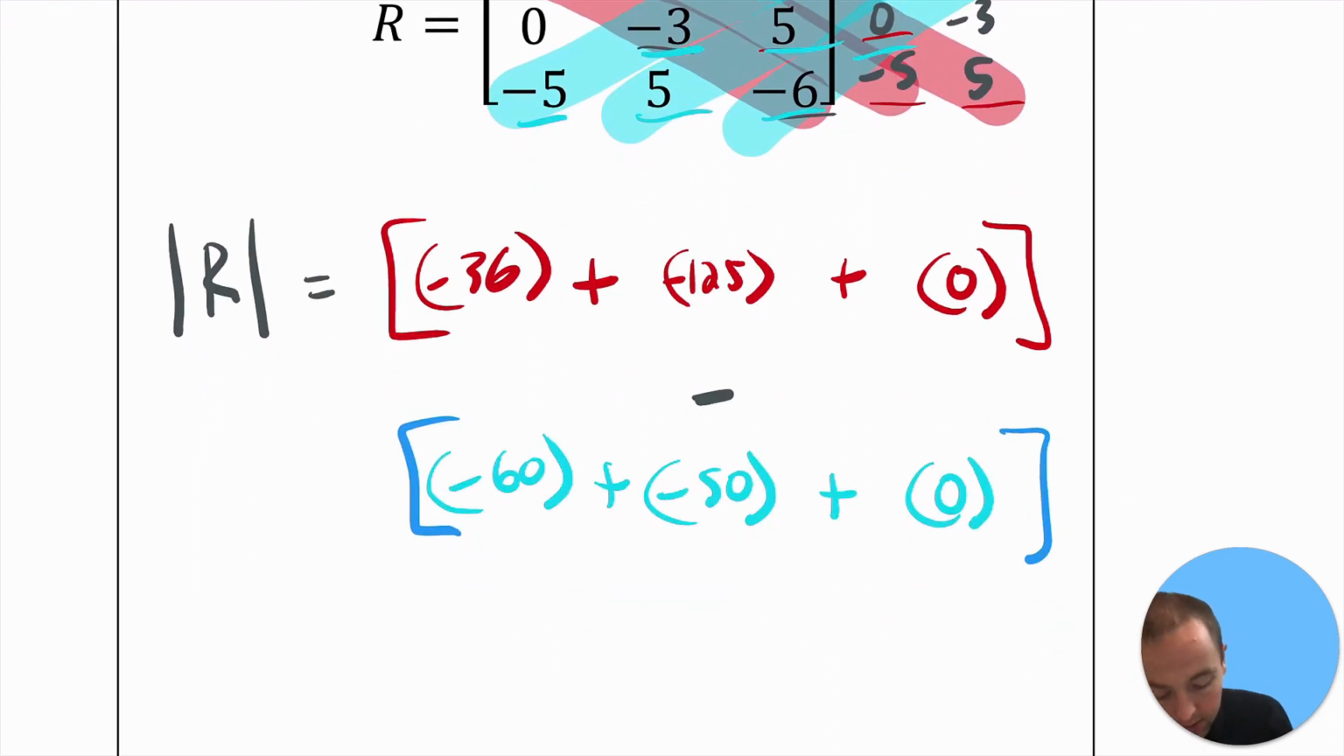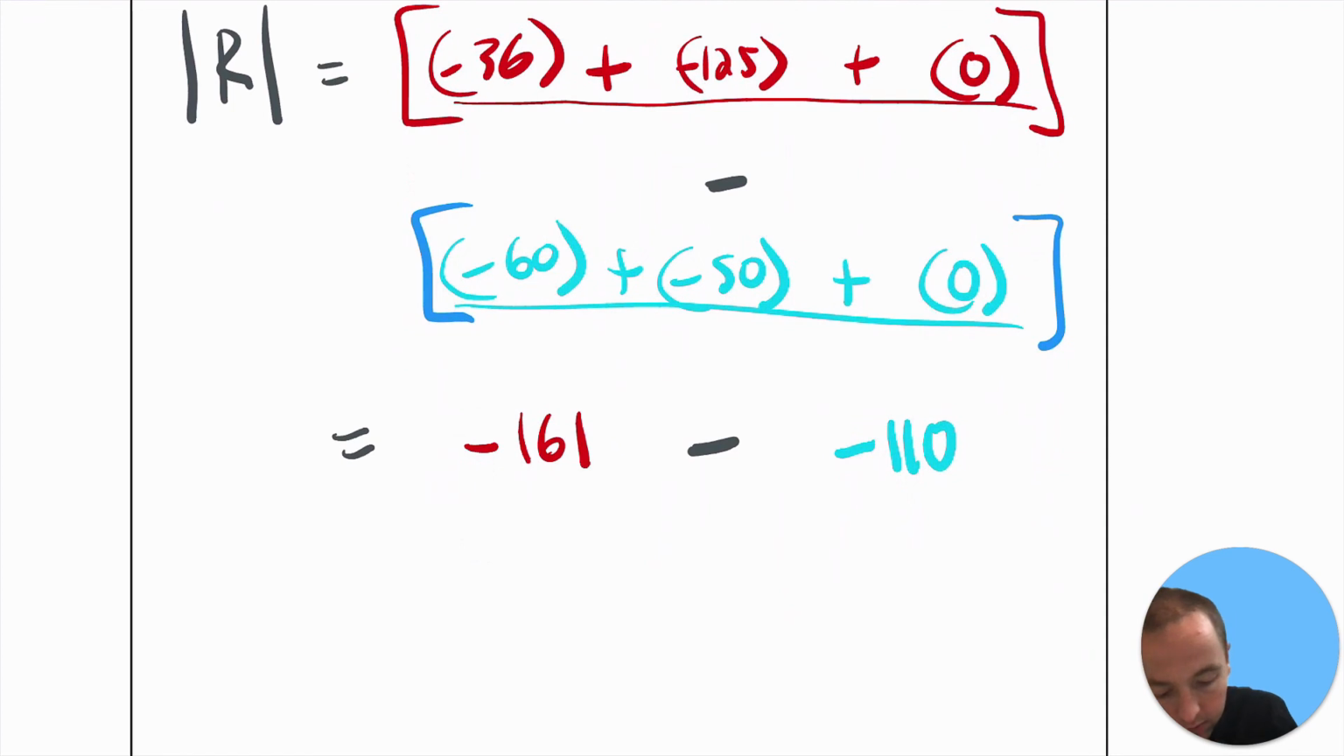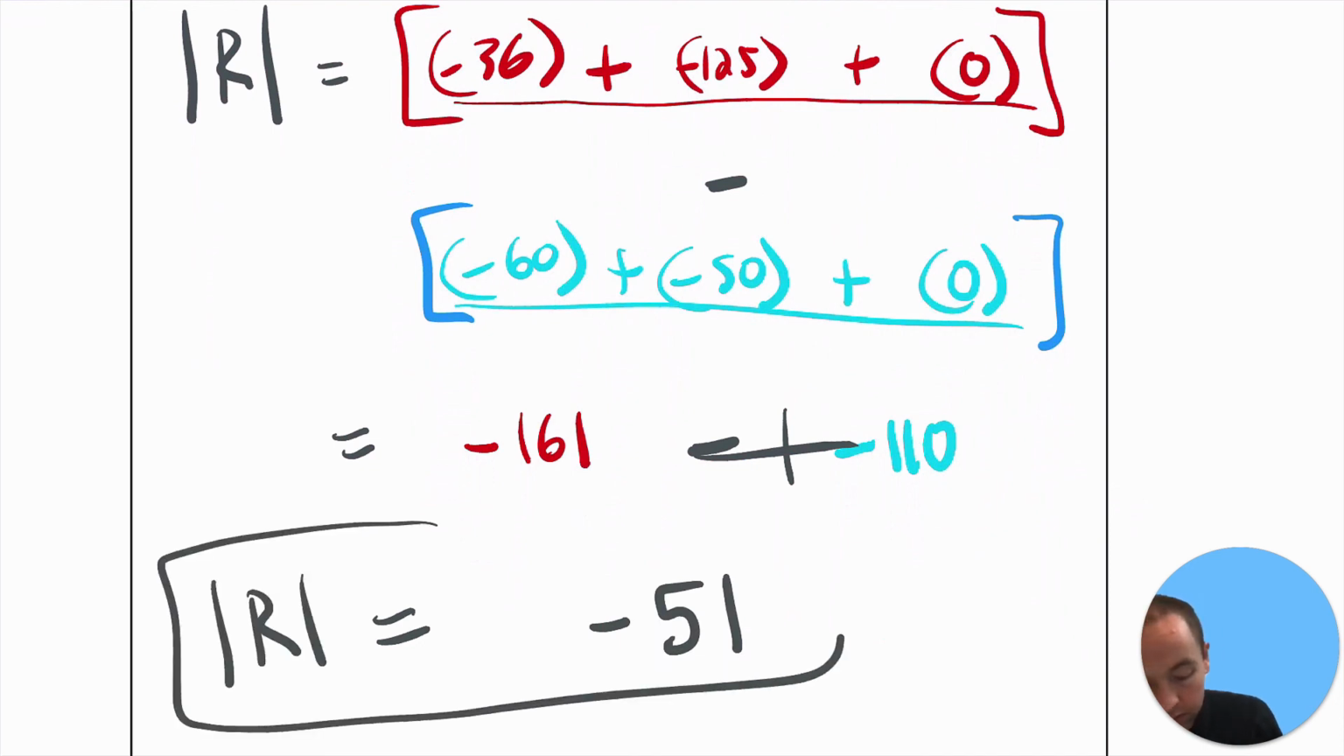If we then simplify a little bit, first of all, adding those 3 red numbers together, the total of those 3 red numbers is going to be -161. And then from that, we're going to subtract whatever total we get from the blue numbers, which would be -110. So it does turn out that we are subtracting a negative right here. So when we add 110 to -161, we get -51. That would give you the determinant of matrix R, using that diagonal method for finding the determinant of a 3 by 3 matrix.